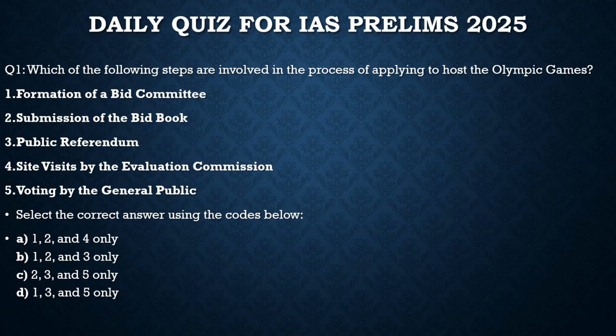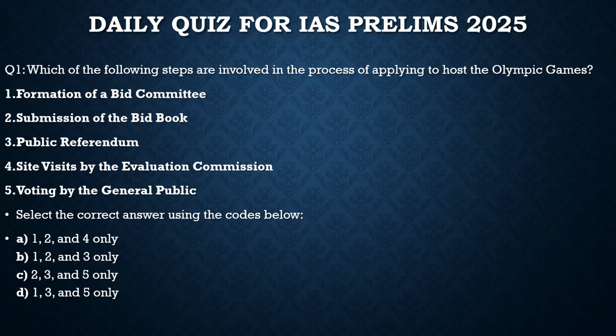Here the first question says, which of the following steps are involved in the process of applying to host the Olympic Games? So what are the steps which are involved for applying to host the Olympic Games? First, formation of a bid committee, 100% correct. Second, submission of the bid book, 100% correct.